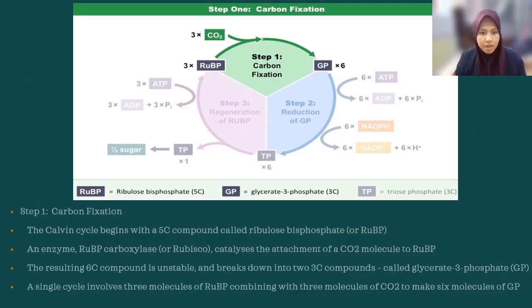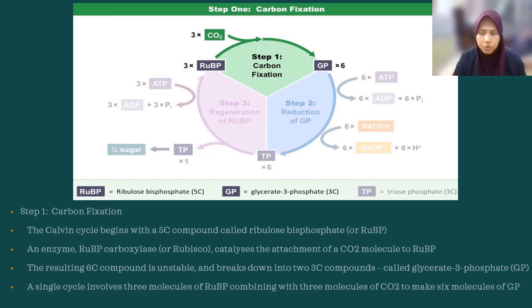Alright, so the first step in the Calvin cycle is the carbon fixation. That carbon fixation happens in the stroma of the plant. In addition to the CO2, there are two other components present to initiate the light-independent reactions. The first one is the enzyme called Rubisco, and the second one is a molecule called RuBP, ribulose bisphosphate.